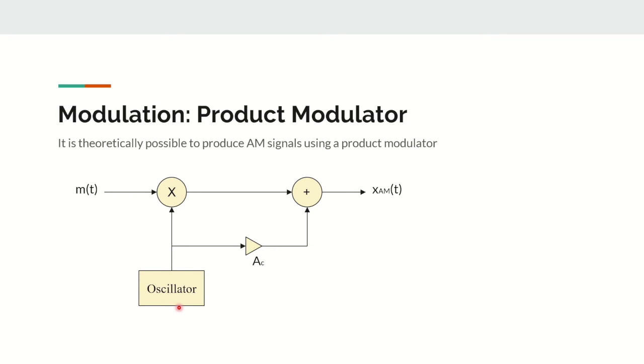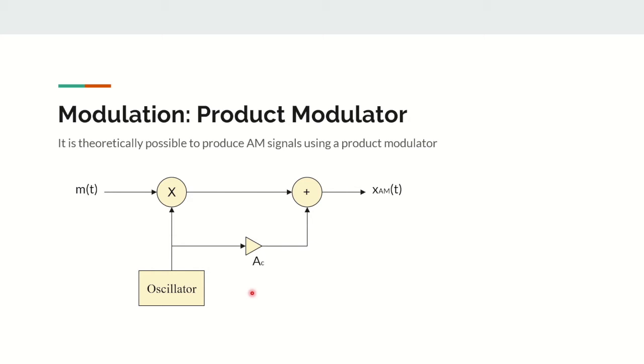First, we're going to go over our product modulator. This is one of the simplest methods to modulate a signal. It involves our message signal here being multiplied by our carrier here, which is added to our carrier multiplied by the amplitude that we want our carrier to be. Once these two terms are added, we will get our AM signal. This is a fairly simple way to modulate a signal. However, it does have a lot of drawbacks.